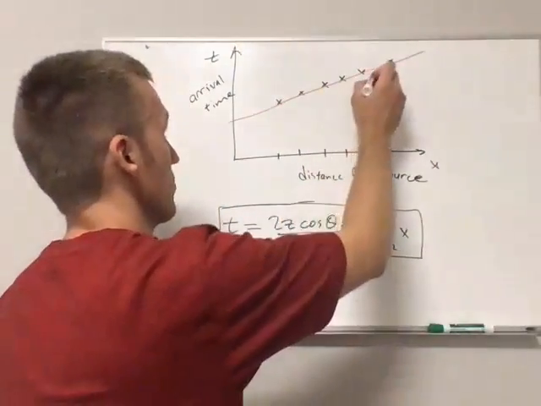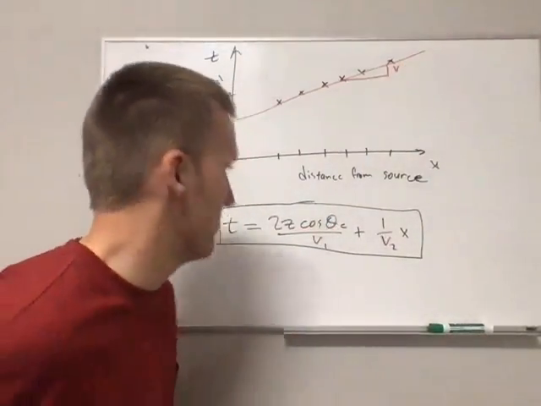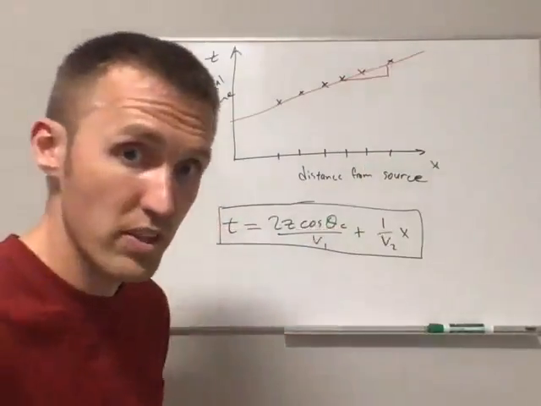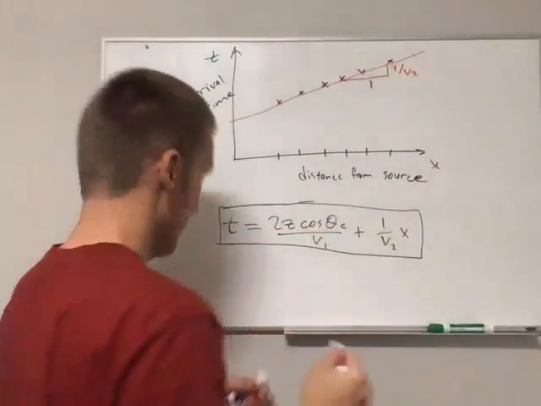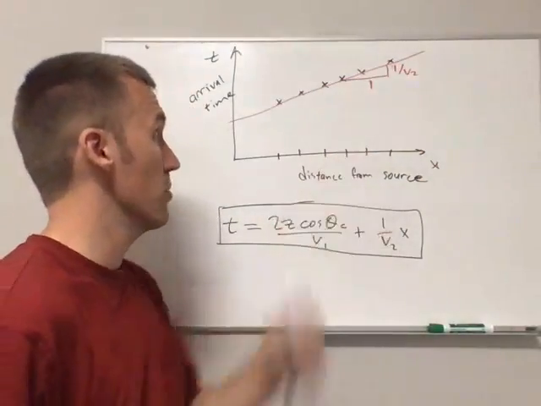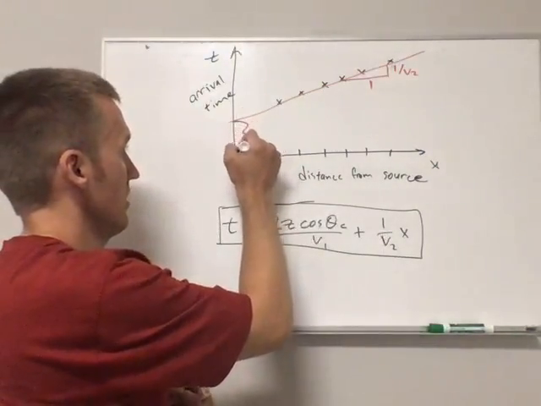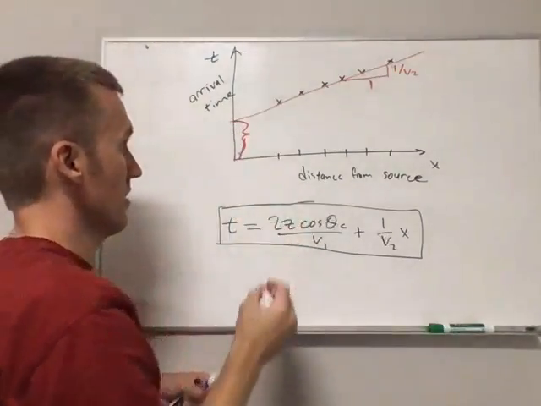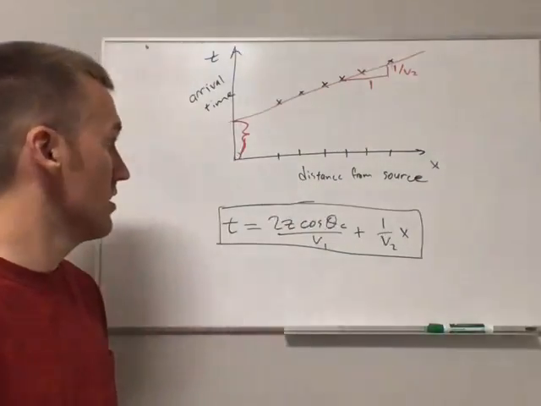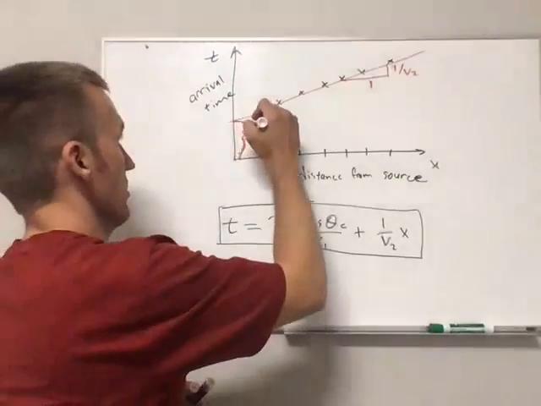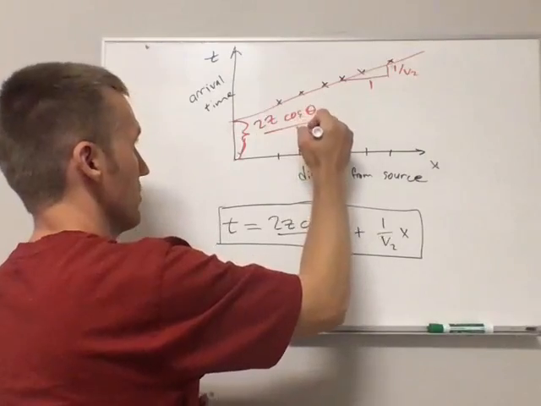and the slope of that line we're going to estimate is not v2 actually, but 1 over v2. Right, so this is the slope of that line. And then there's going to be an offset here, which you can see. And that's going to be this constant term. That's going to be the intercept. So that's going to be just 2z cosine theta c over v1.